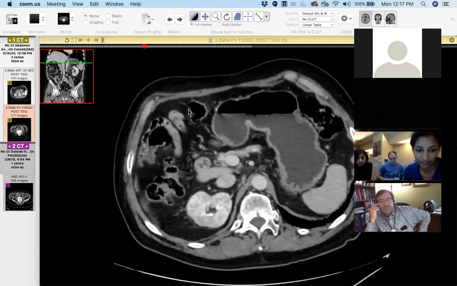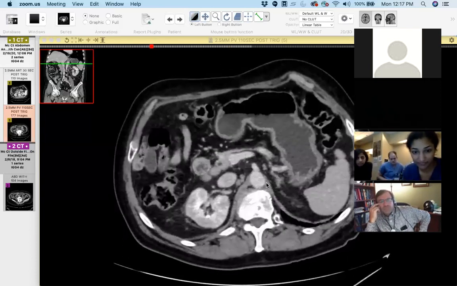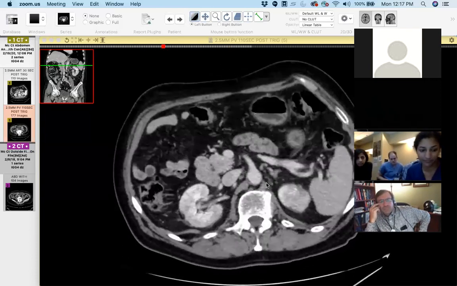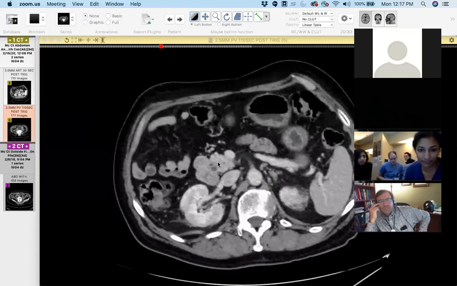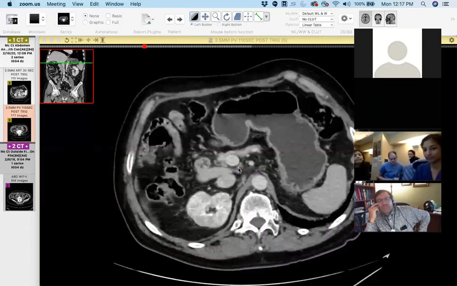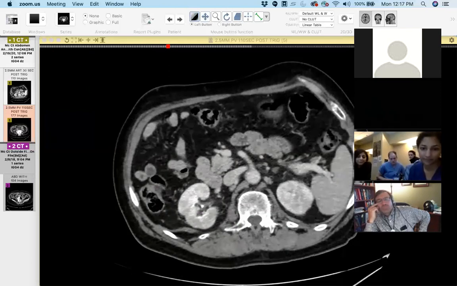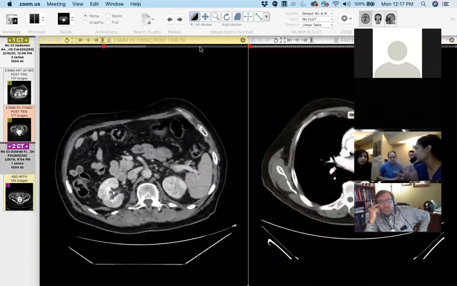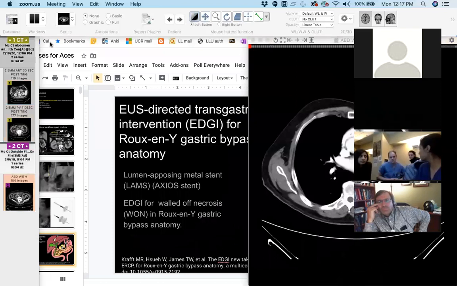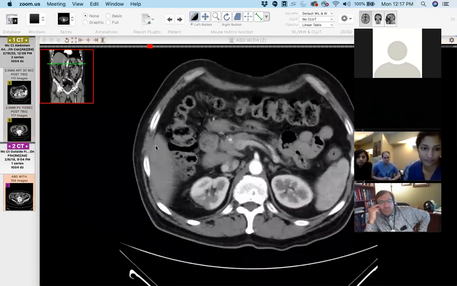Then the pancreas, we have atrophy. So when we think about atrophy, we think pancreatic mass. And there is a little bit of fullness in the pancreatic head. But that's not cancer if you look at the old study, because the patient had it in the old study, which was 2 years prior.